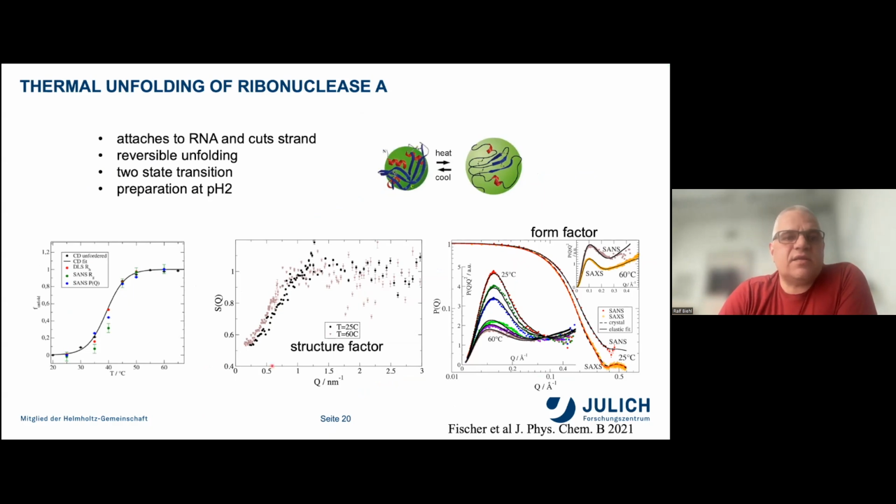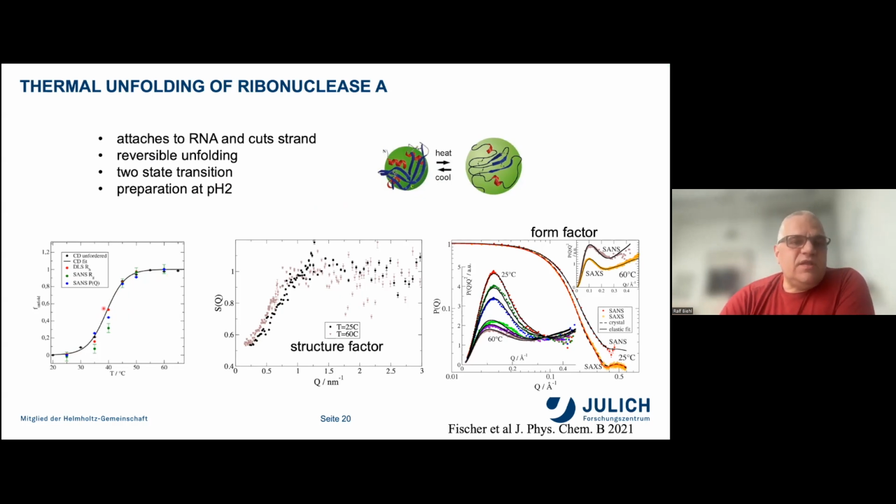Ribonuclease A is a small protein, and it has a nice property: if you unfold it by heating, which is done here with several methods where you can observe this, and you cool it down, then you get no aggregation, and it really folds back to its original three-dimensional configuration and not to just an aggregate.